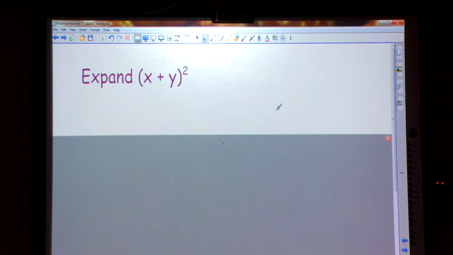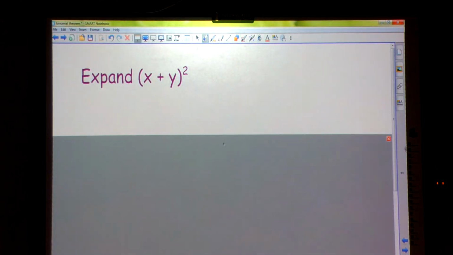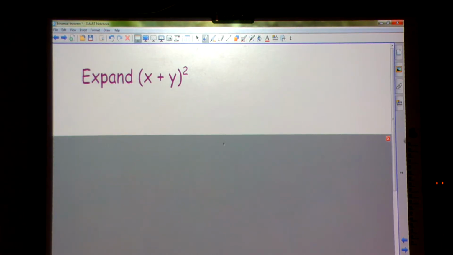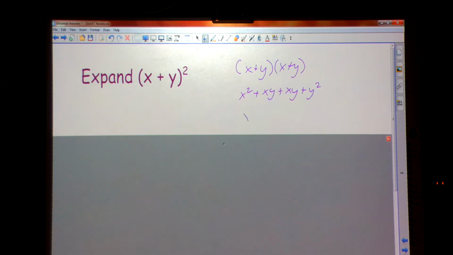But first thing I want to do is expand x plus y quantity squared. Of course, nobody would dare say it's x squared plus y squared. I had a few of you do that on the last test. Of course, we just did this. It's x plus y times x plus y. Distribute, I get x squared plus xy plus xy plus y squared. Combine your like terms. I have x squared plus 2xy plus y squared.